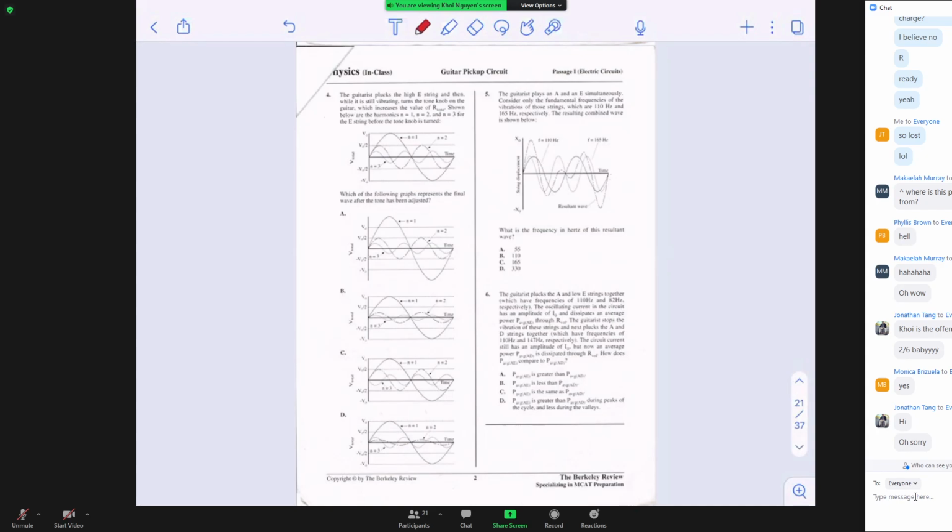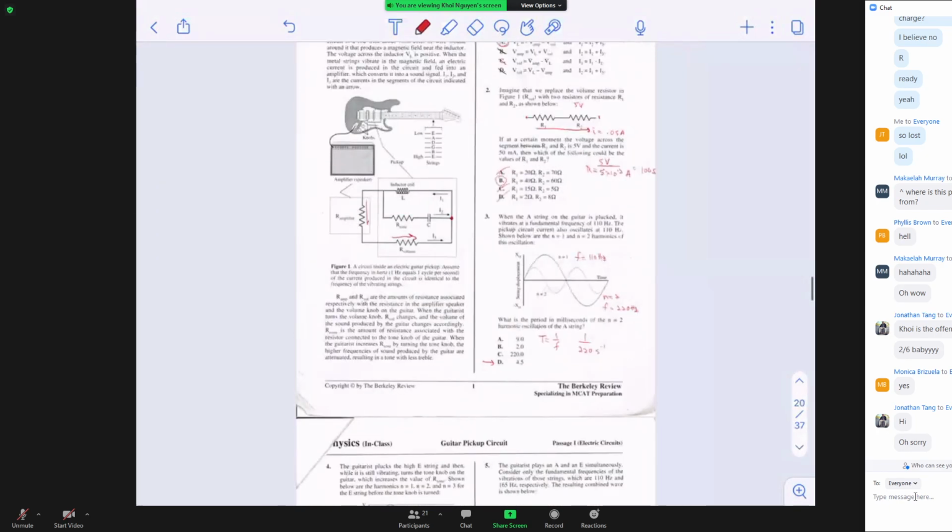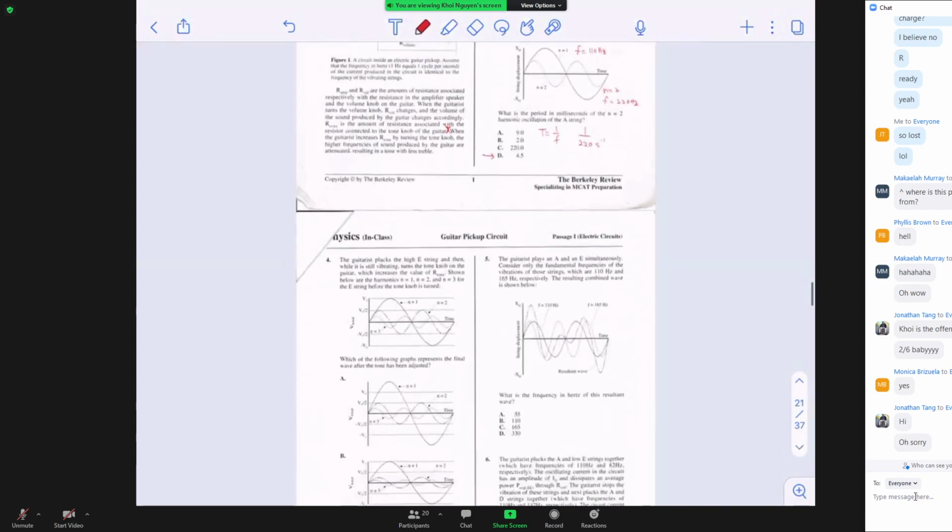So what do we know about R tone? It says so here. This is a CARS passage. Remember how I told you that every test, every topic, there's always a CARS question in here. This is CARS represented. When the guitarist increases R tone by turning the knob, so it's right here, is where we're looking at. The higher frequencies of sounds produced by the guitar are attenuated, resulting in a tone with less treble, or in other words, less amplitude.